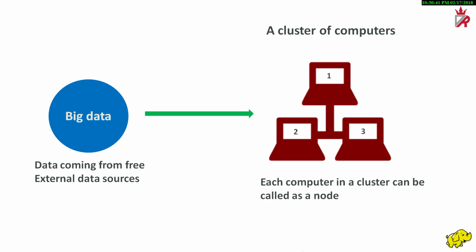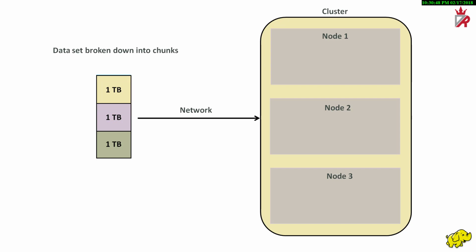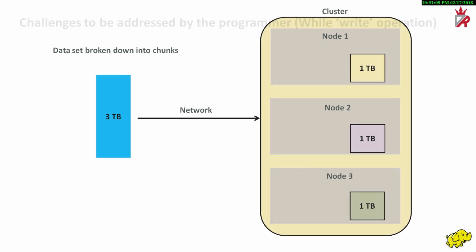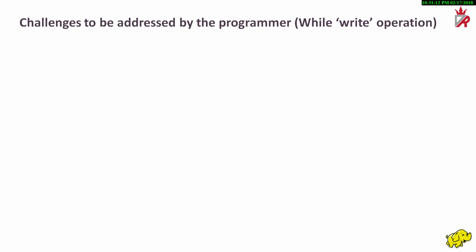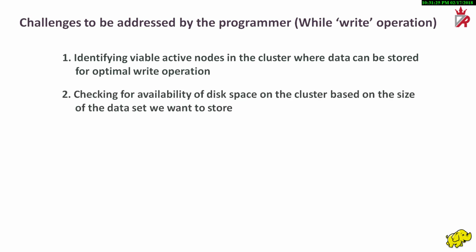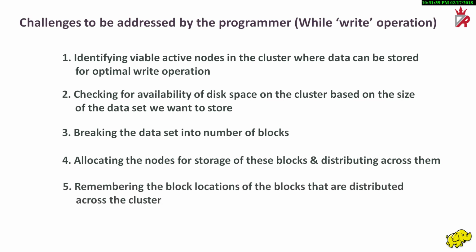When Bytecard wants to store data sets, usually of a size that is too large to fit on a single machine, the data sets need to be broken down into chunks, and these chunks of data are distributed across the cluster based on the disk space availability of each node. There are many challenges faced by the programmer in accomplishing this. Tasks like checking for availability of disk space in the cluster. If the space is available, then identifying the nodes on which data can be stored for optimal, efficient write-read operation, breaking the data set into a number of blocks and distributing those blocks of data across the cluster, remembering the locations of the distributed blocks in the cluster, all have to be taken care of by the programmer.